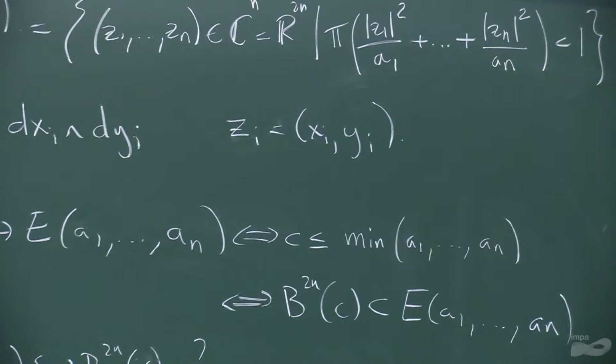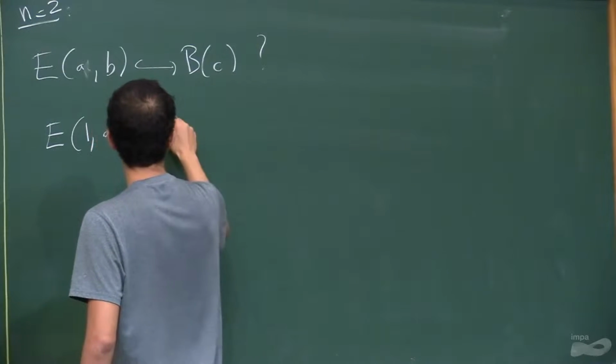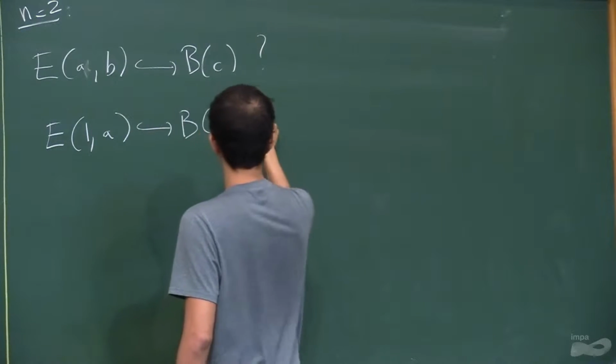So in dimension 4, let's ask this question: when does the ellipsoid with parameters A and B embed into the ball with parameter C? We can normalize it. Of course, if there is such an embedding, you can always multiply everything by a certain number. So we're actually going to just ask when E(1,a) embeds into B(c).